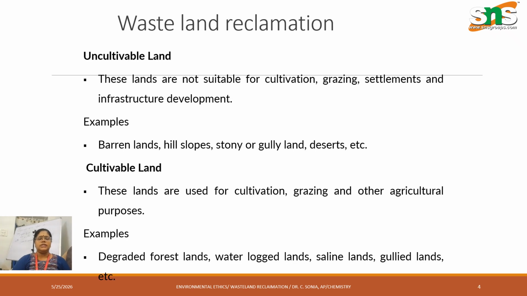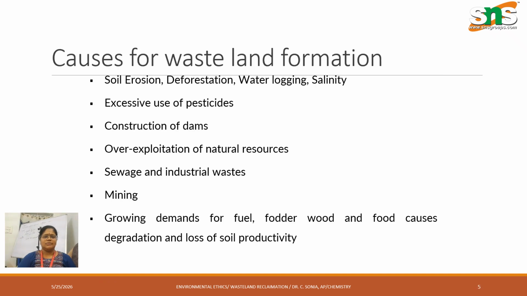So what is uncultivable land? These lands are not suitable for cultivation, grazing, settlements and infrastructure development. Examples: barren lands, hill slopes, stony or gully lands, deserts, etc. Cultivable lands are used for cultivation, grazing and other agriculture purposes. Examples: degraded forest lands, waterlogged lands, saline lands, etc.